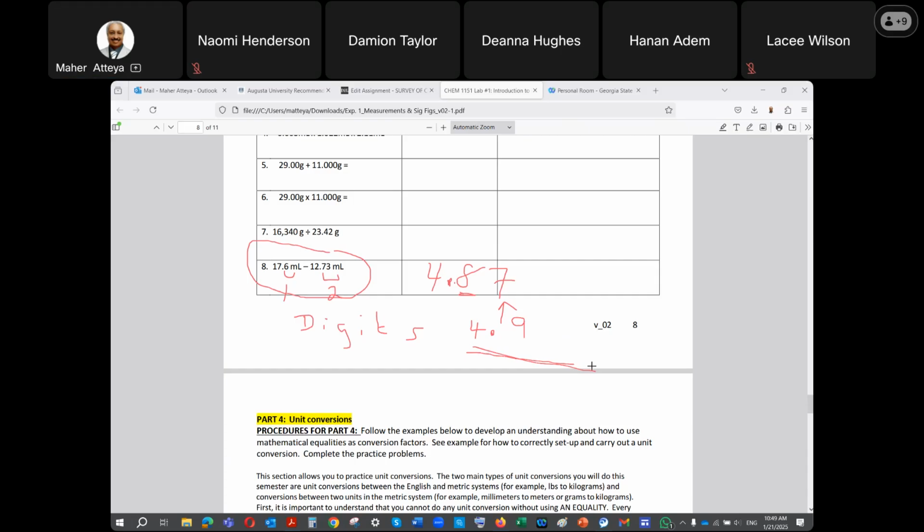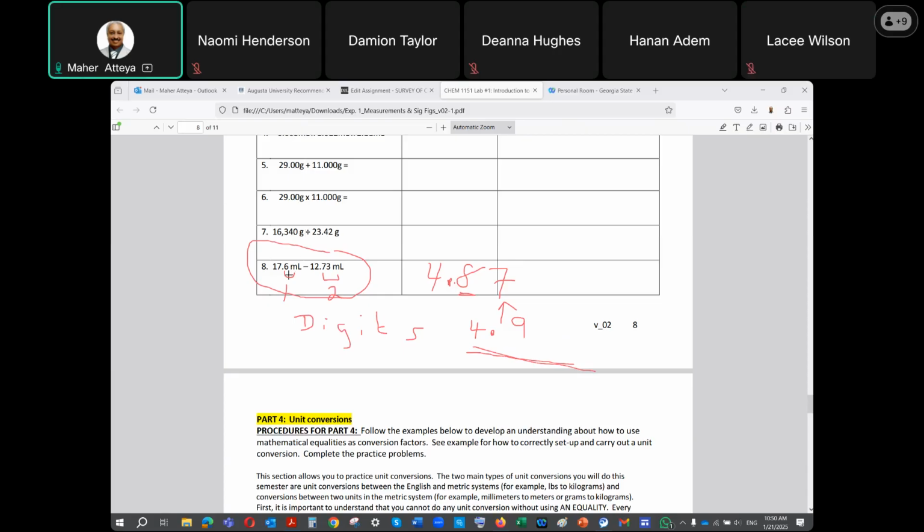Now, any question? Wouldn't it be like 4.90, since 3 is the lowest significant? No. We are dealing with subtraction and addition, which is totally different. It has nothing to do with that. It has to do with the least digits after the decimal. You said the least amount of digits after the decimal point? Yes.